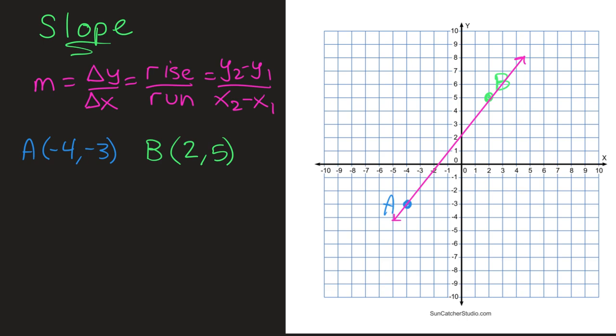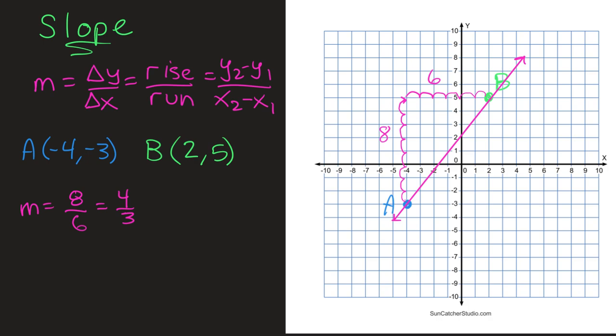So the slope would be the rise. How far did you go straight up? 1, 2, 3, 4, 5, 6, 7, 8. So that's up 8, and my slope will be up 8 and over 1, 2, 3, 4, 5, 6. Up 8 and over 6. Now, that is definitely the slope, but I could simplify the fraction. I can divide both numbers by 2, and that would be 4 and 3.